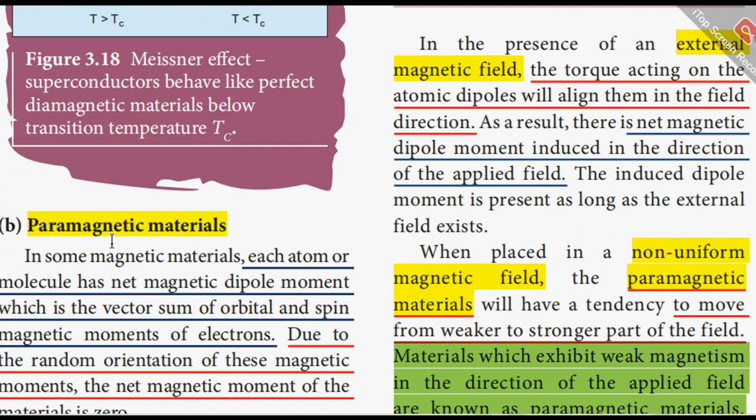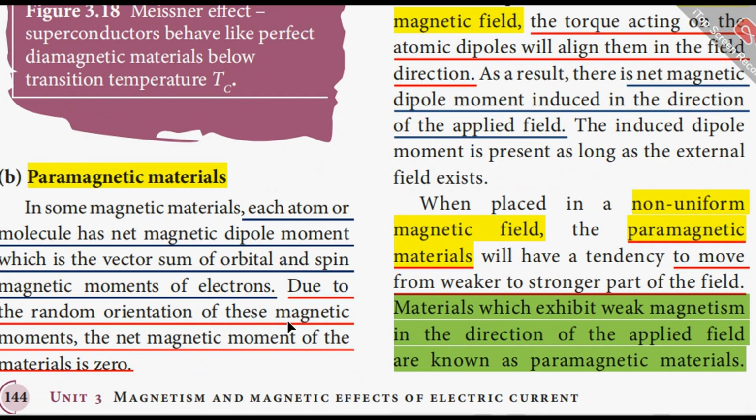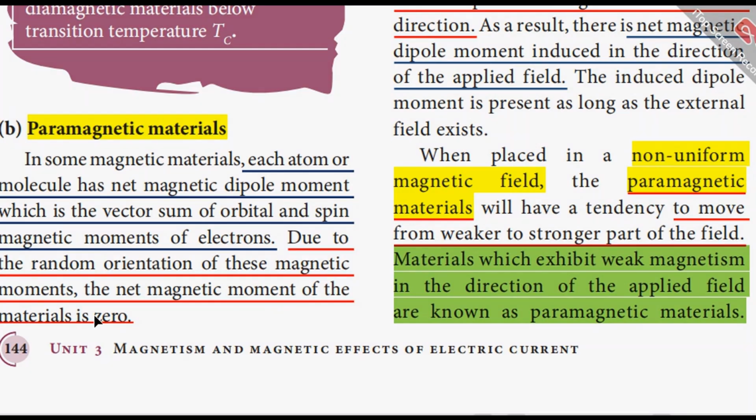Next, we are going to study about the paramagnetic materials. In some magnetic materials, each atom or molecule has a net magnetic dipole moment, which is the vector sum of orbital and spin magnetic moments of electrons. Due to the random orientation of these magnetic moments, the net magnetic moment of the material is 0.